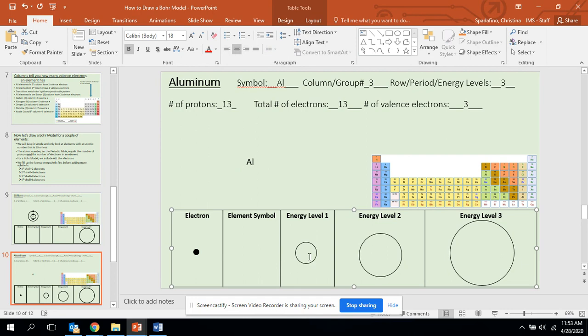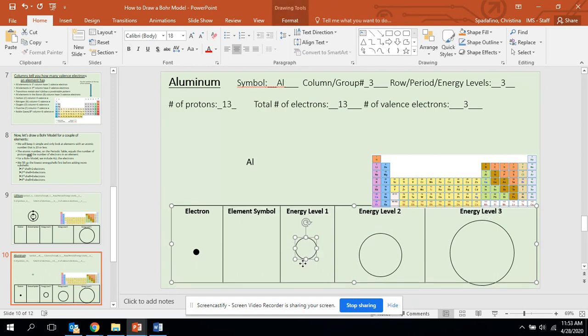Now, energy shells. How many am I going to need? Yes, I'm going to need 3. So I'm going to need all 3 of these if I can click on them. That would be fabulous. There she is.